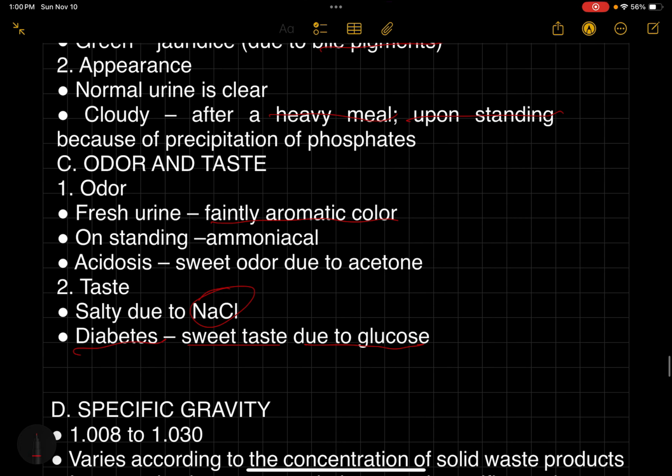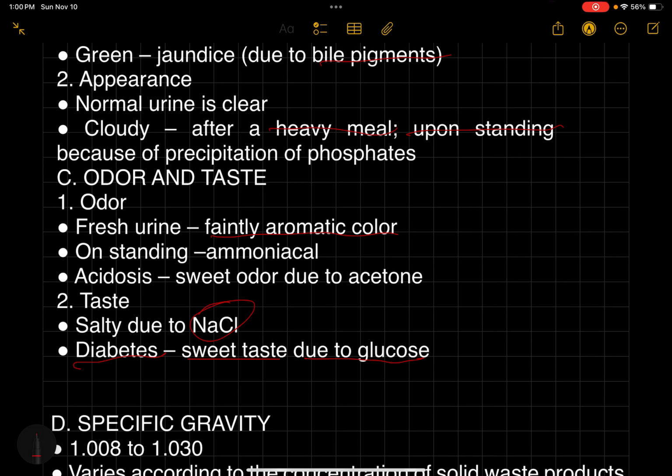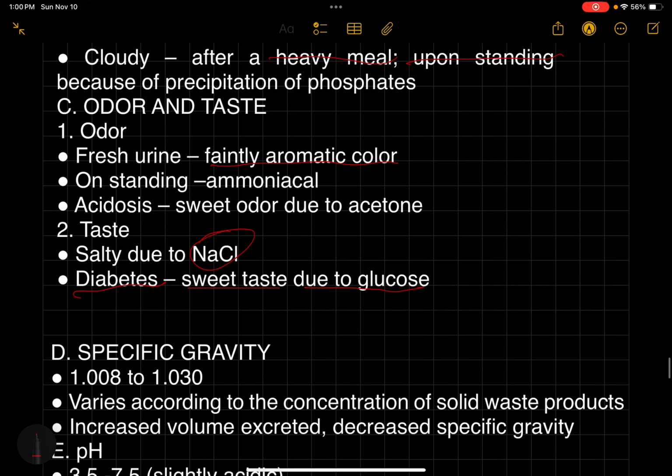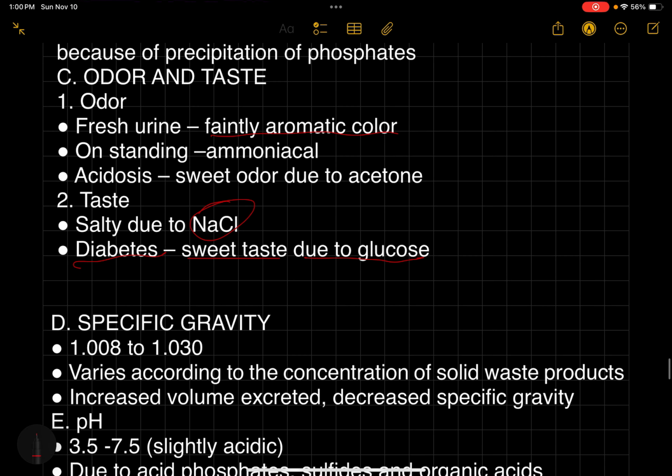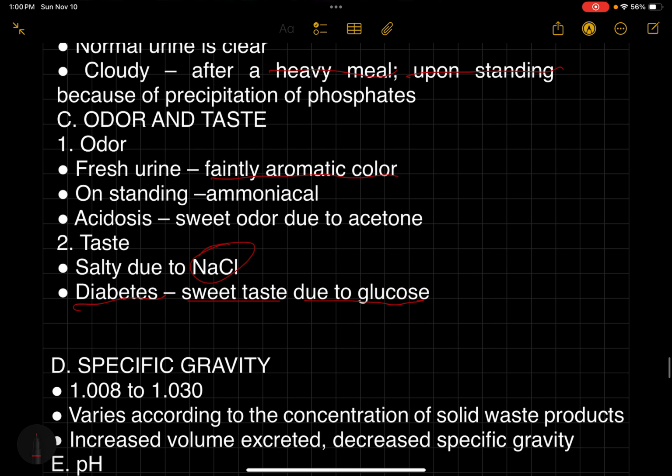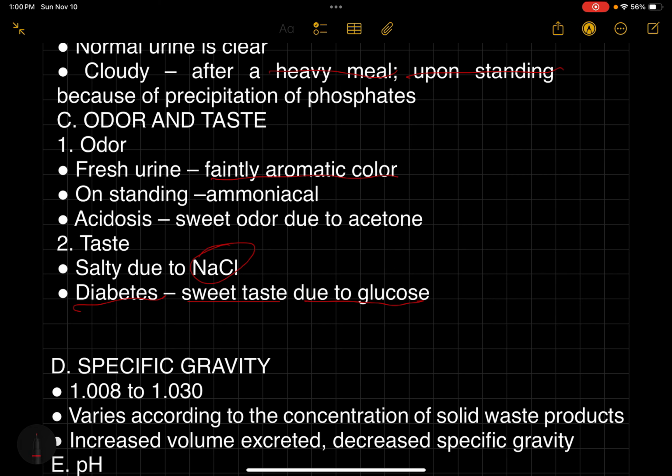That is why, class, in underwears there may be ants. The ants are attracted to the underwear because of the sweet taste due to glucose.